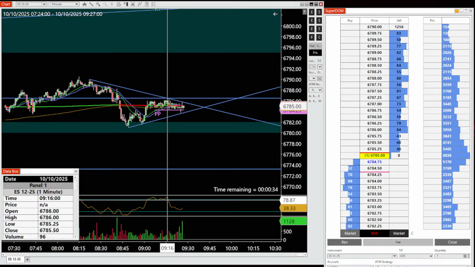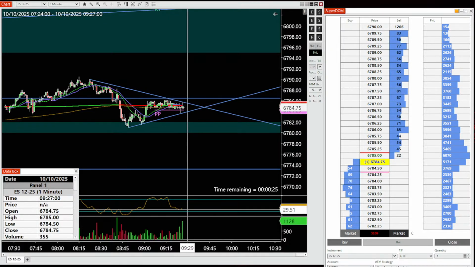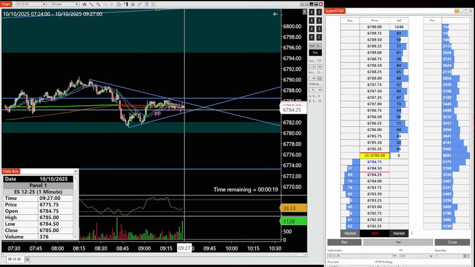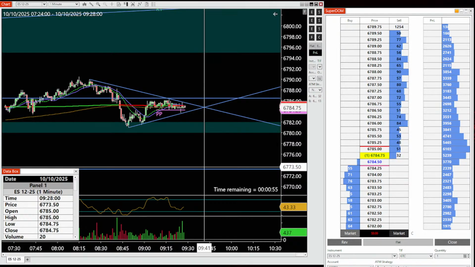Okay, we got a rotation that may give us a push, but not too high, because look, we're here. If this gets back up to here, where is it going to go? Back to 86, 88. There's no room there. Not enough room.